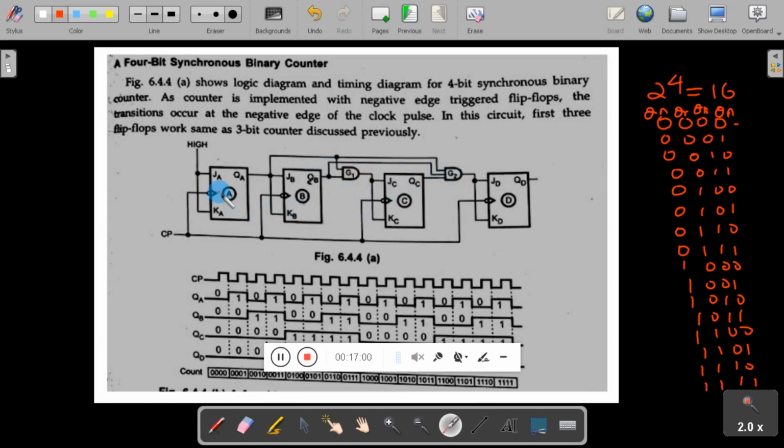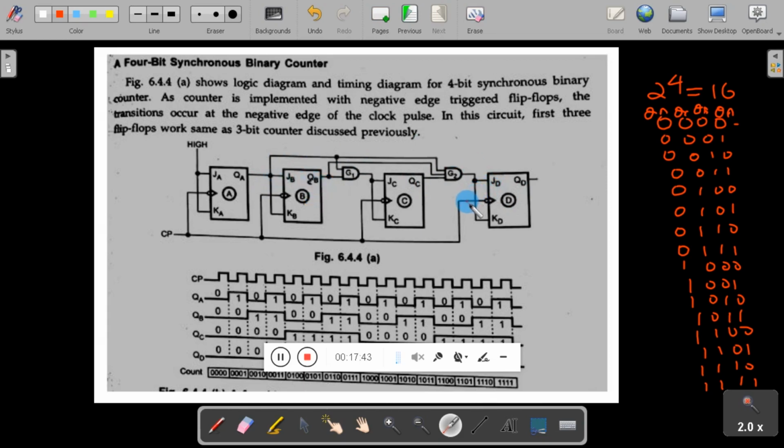For this, one input is from QC, one is from QB, one is from QA. So let me repeat. For the first one, flip-flop A, we have tied the input to high. For flip-flop B, we have tied the input to the output of the first one, A. For flip-flop C, the input comes from a 2-input AND gate, and the inputs to the AND gate are the output of B, that is QB, and the output of A, QA. And for D, the input comes from a 3-input AND gate, and the inputs to the AND gate are QC, QB, and QA.